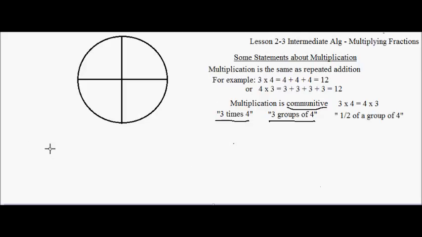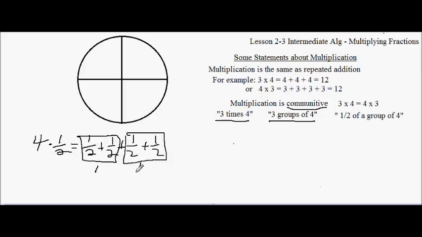Let's start out by taking 4 times 1/2. According to this multiplication rule, I'm really adding 1/2 plus 1/2 plus 1/2 plus 1/2, four 1/2s. This 1/2 plus 1/2 is 1, and this 1/2 plus 1/2 is 1, and I get 2. So you could say 4 groups of 1/2, or 4 1/2s added together, and you get 2.